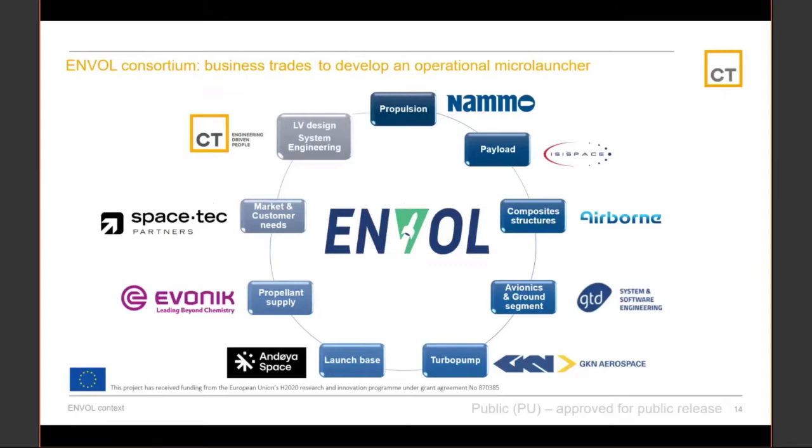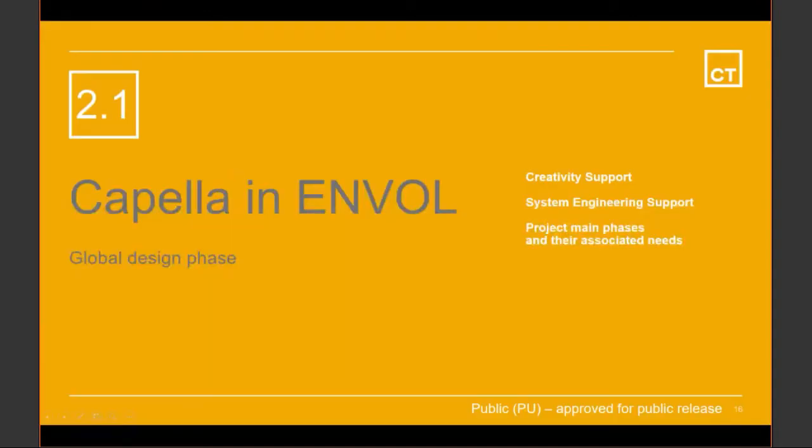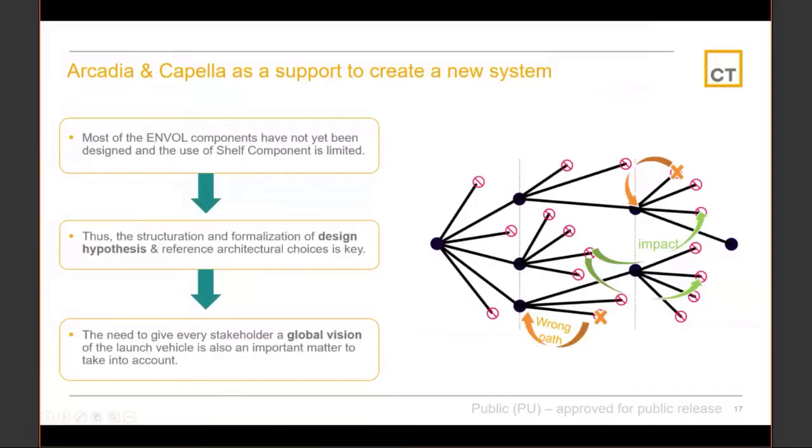In CT Paris, we're in charge of the launch vehicle design and optimization, and we are also in charge of the system engineering activities. And for that we deployed Capella in our lab. There were two main expectations that we had for Capella and ENVOL at the beginning of the project, the two main ways we wanted Capella to support the project. The first one is to have a support for creativity. The ENVOL rocket is a new rocket, with a minimal amount of off-the-shelf components and a design that has to stay flexible and customized, and also be as optimized as possible.